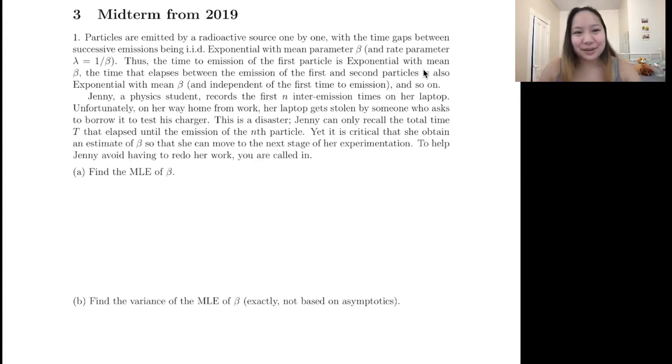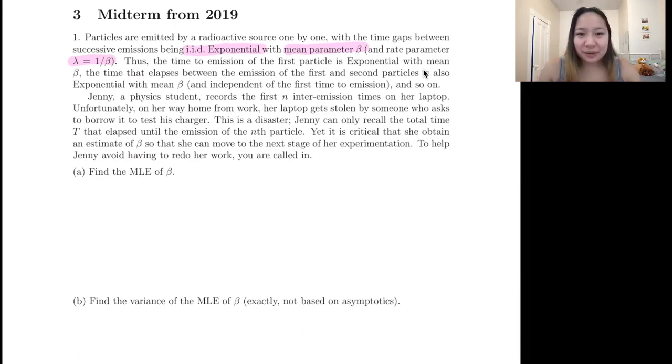So first I'll read the question. We have particles emitted by a radioactive source one by one with the time gaps between successive emissions being IID Expos. So that seems important. IID Expos with mean parameter beta and rate parameter 1 over beta. So the time to emission of the first particle is exponential with mean beta, the time that elapses between the emission of the first and second particles, so all of our interarrival times have mean beta or rate lambda.